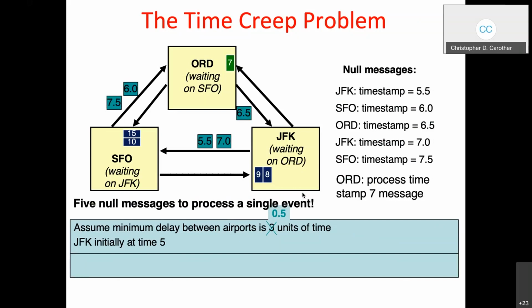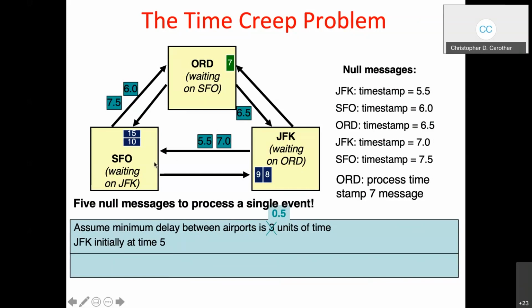So again, in this specific case, instead of having 3 time units as the minimum delay, we said it was half a time unit. Yet the regular events were scheduled at much greater times than that. And so we had to send all of those null messages to figure out what event was safe to process in the system.